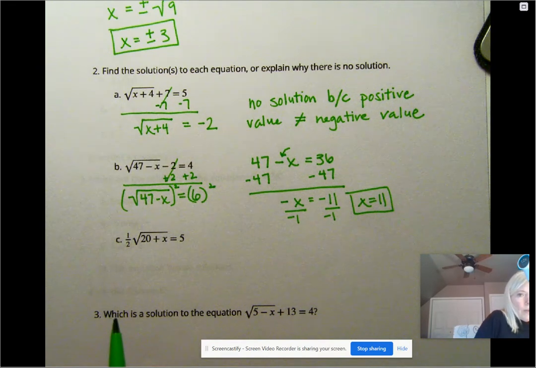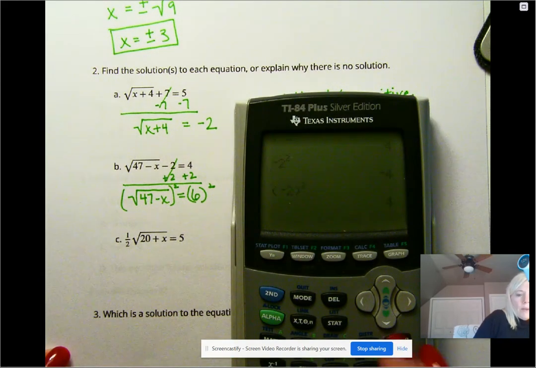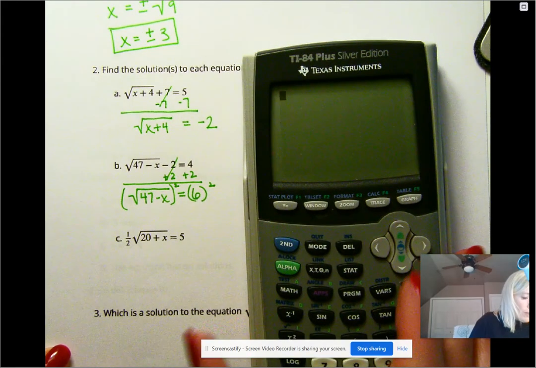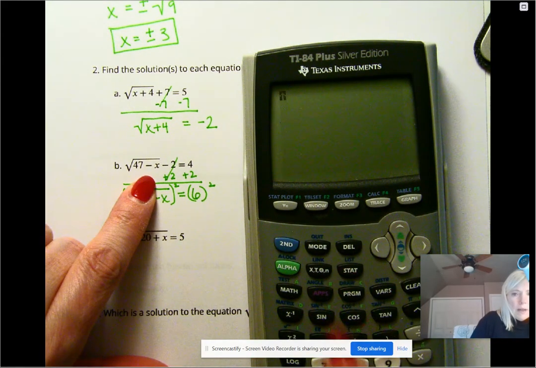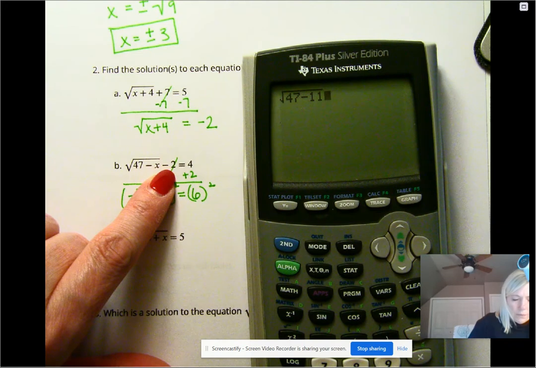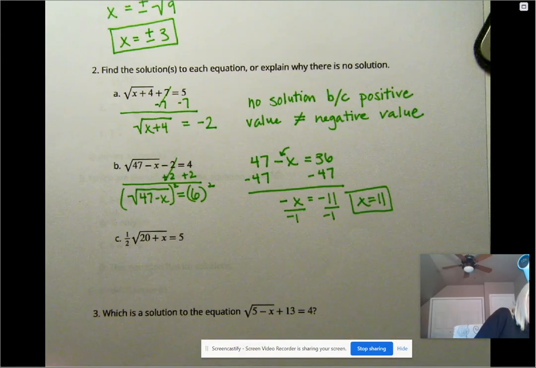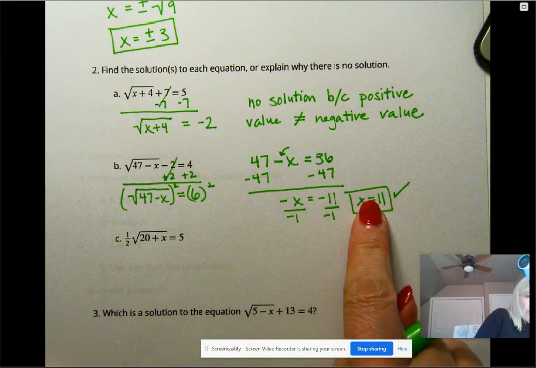And we can do a quick check to make sure it's true. I'll just use my calculator. If I plug in 11 to the original equation, the square root of 47 minus 11, then minus 2, the answer is 4, just like it's supposed to be. Okay, so that checks. That's the answer, and I checked it.